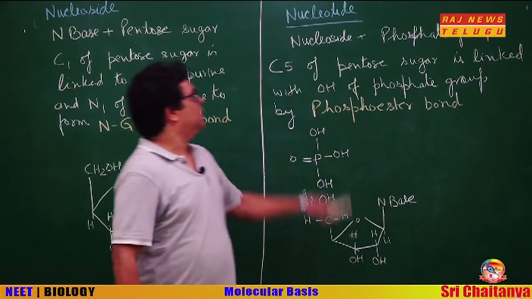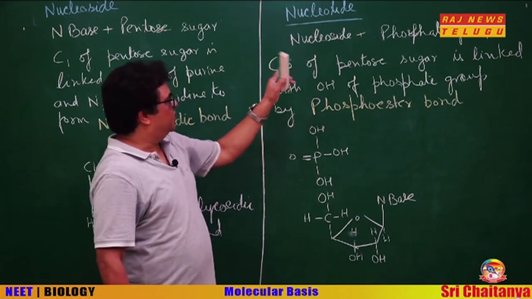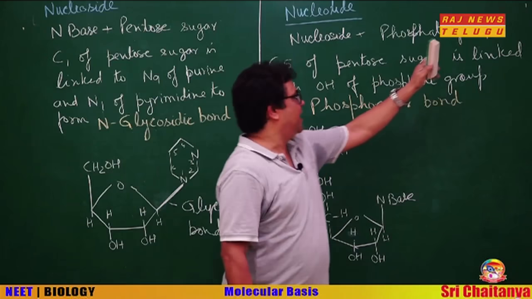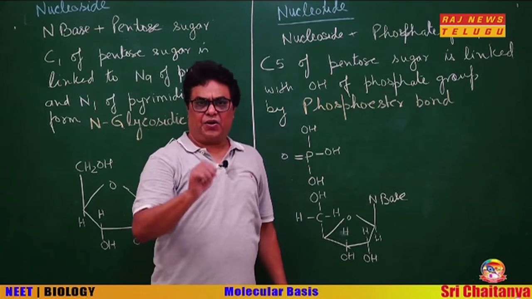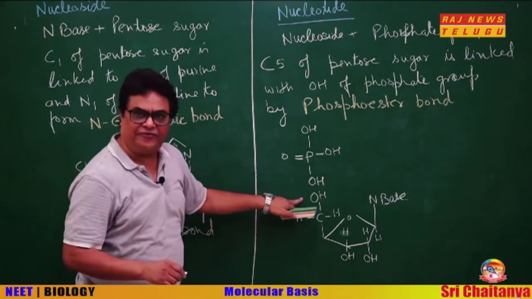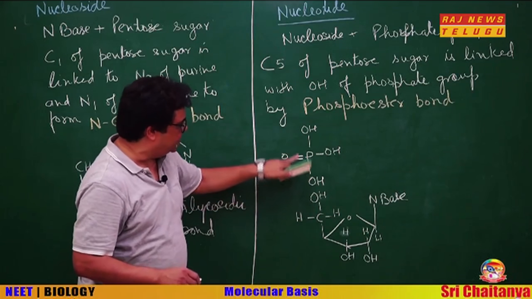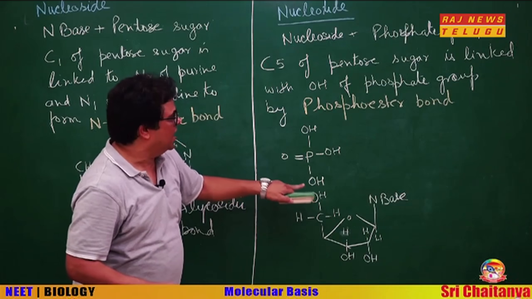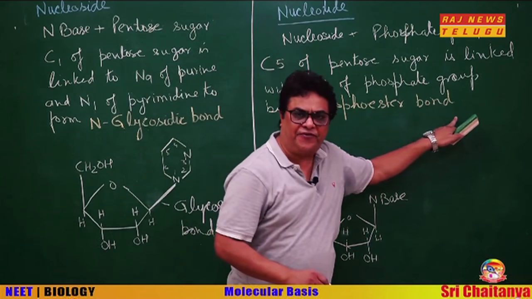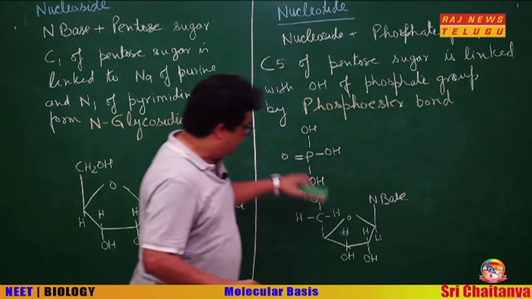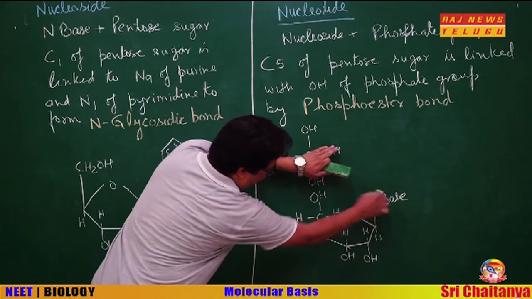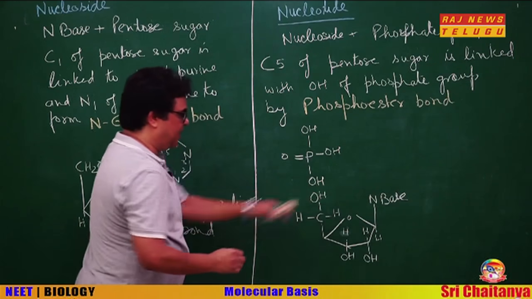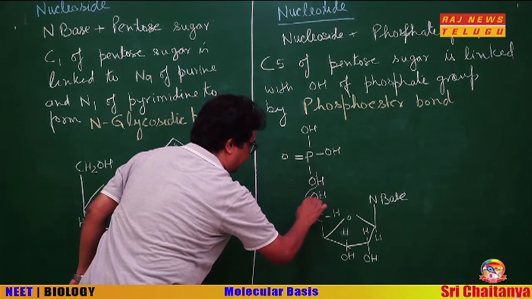Now children, see a nucleotide. So nucleotide is nucleoside plus phosphate group. Okay, and here the OH of the C5 of the pentose sugar and OH of the phosphate group, a bond is formed between these two, and this bond is called phosphoester bond. Let us see. So if you see this much, this is our pentose sugar, and if you see the upper part, this is the phosphate group. A water molecule is released from here.